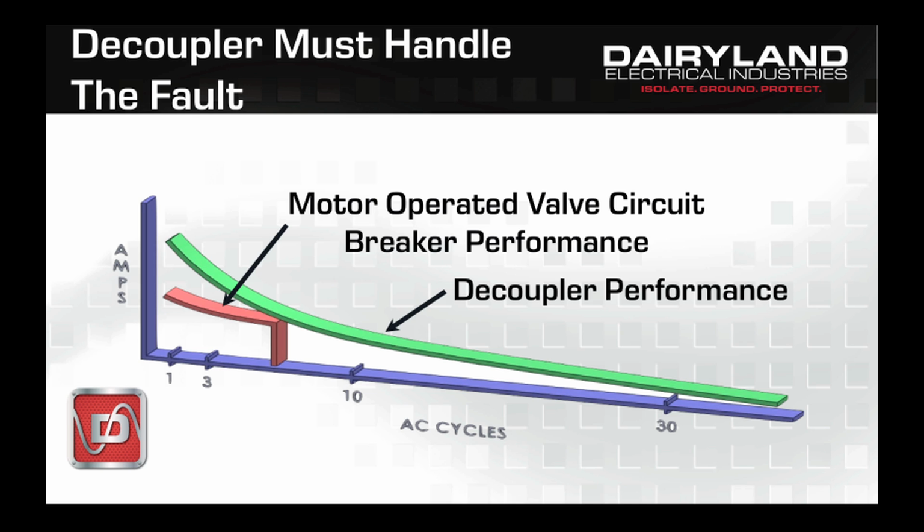In this diagram, you can see the decoupler performance shown in green has a better overall performance than the circuit breaker shown in red. So we can safely handle more current than the circuit breaker would be allowed to pass through it. And that's just what we want to see.